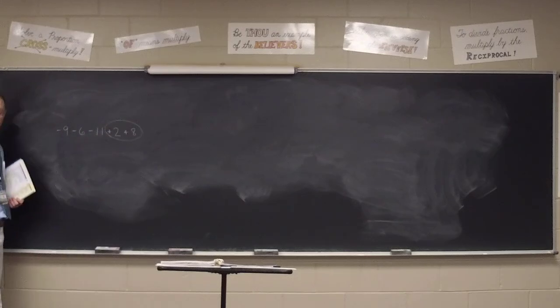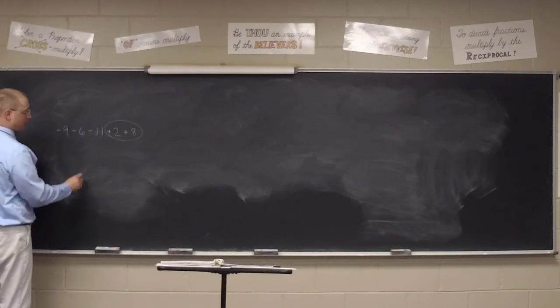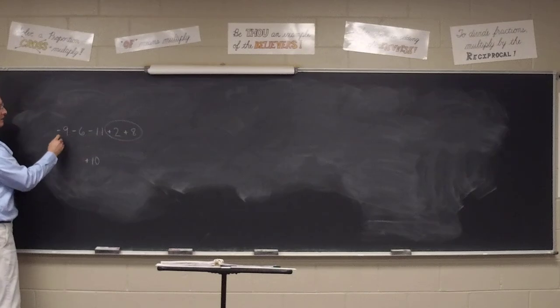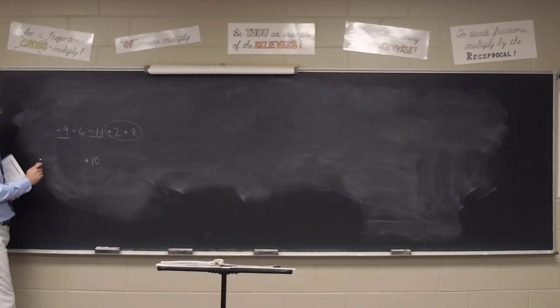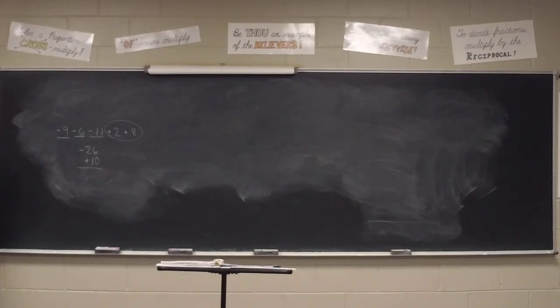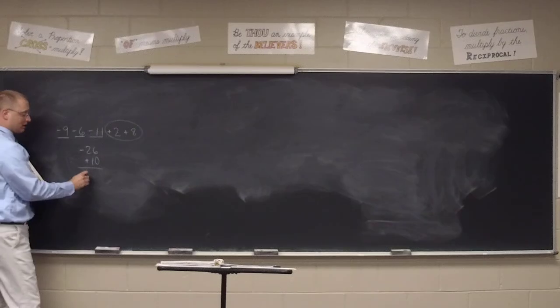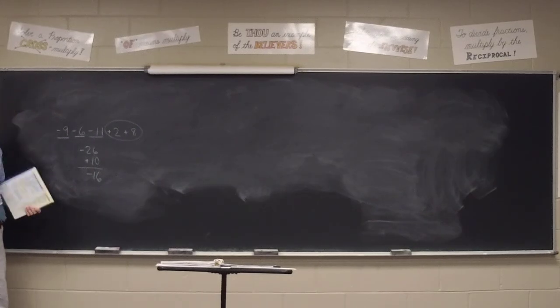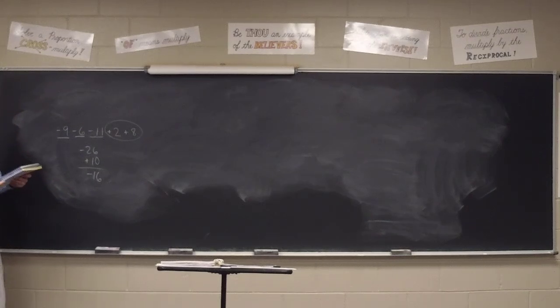Let's start with the positives because that's easier. Positive 10. And when I get my negatives together, I'm going to start with these two. Negative 26, right? And then we have one subtraction to do, and our answer is negative 16. How many have that answer? Negative 16. Could you go in order? Sure. I just think it's easier this way.